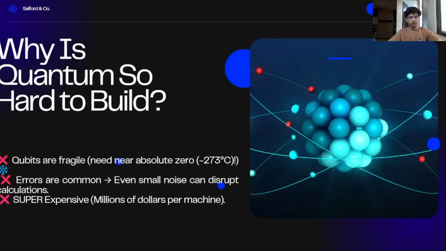Why is quantum so hard to build? Qubits are fragile and need temperatures near zero degrees to function. Errors are common. Even a small noise can disrupt calculations. They are also super expensive, costing millions of dollars per machine.